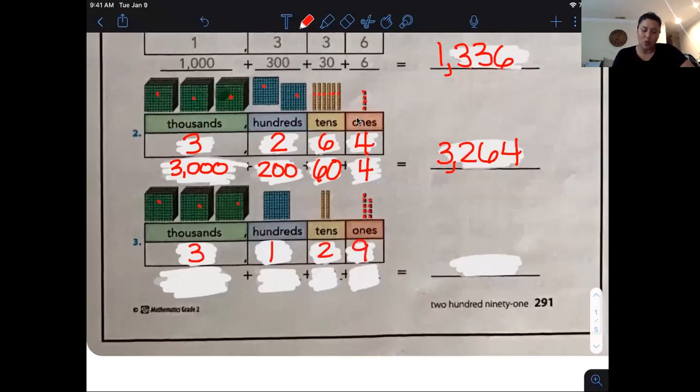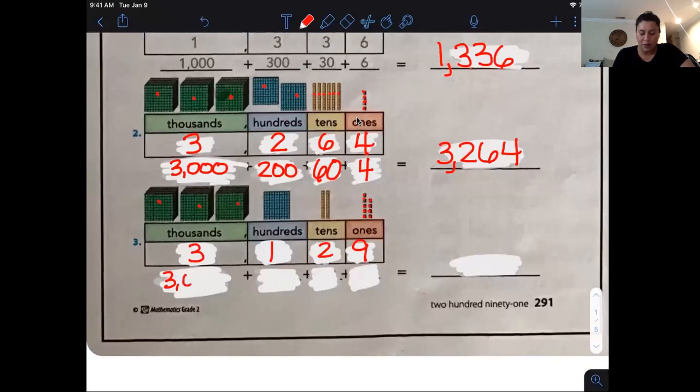Very cool. Oh, and I went so fast, I didn't even do it in expanded form. I'm so sorry. I'm sure you didn't make the same mistake I did. I'm sure you wrote it and you took your time. I was just rushing through my paper. Okay, let's go back and write it in expanded form.